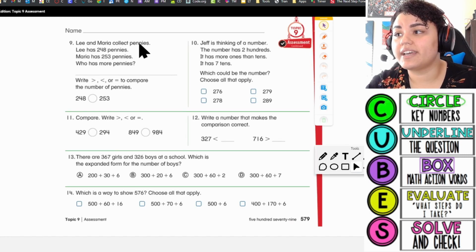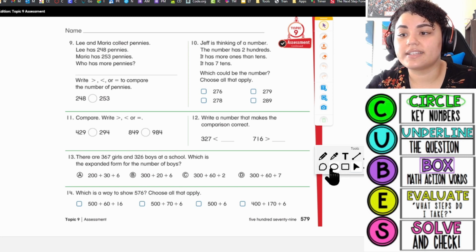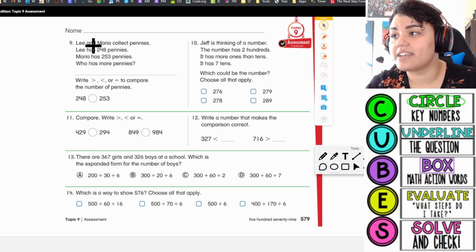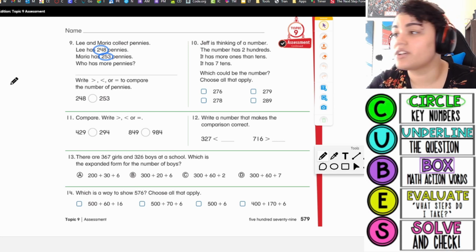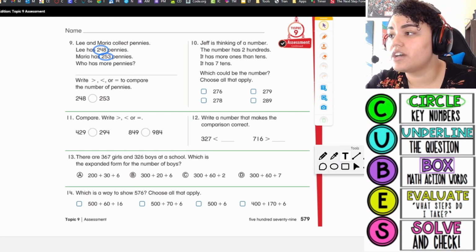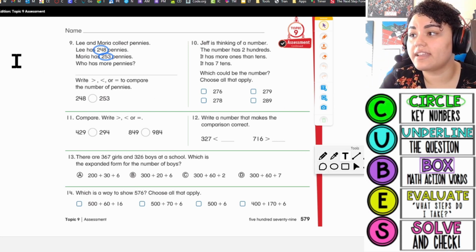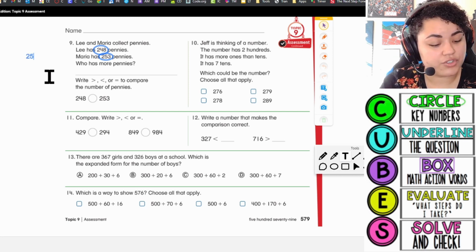Lee and Maria collect pennies. Let's circle some of these numbers. Lee has 248 pennies. Maria has 253 pennies. Who has more pennies? So let's write these numbers on the side. We have 248 and we have 253.